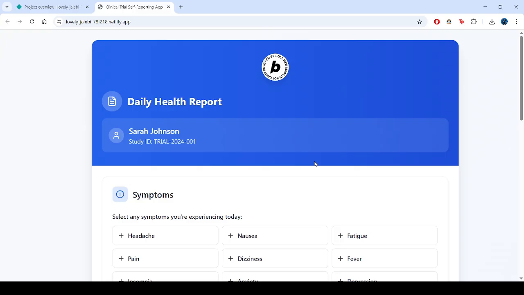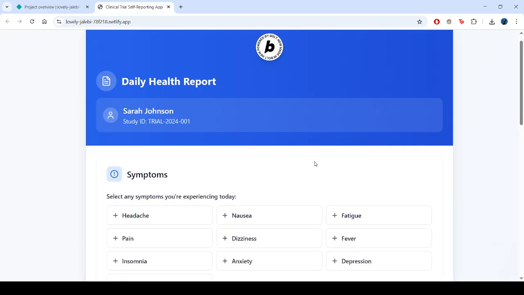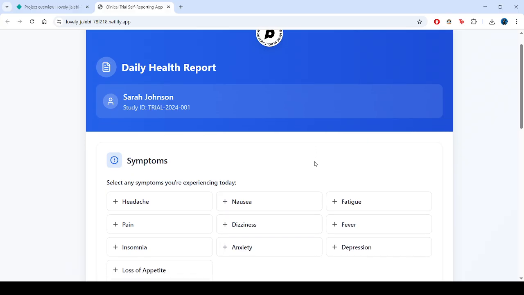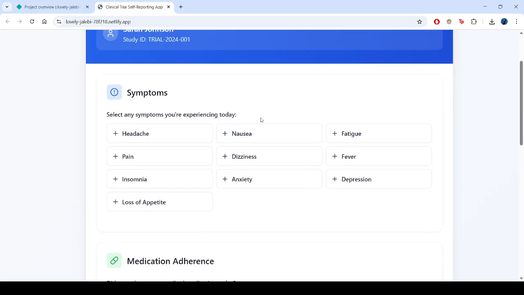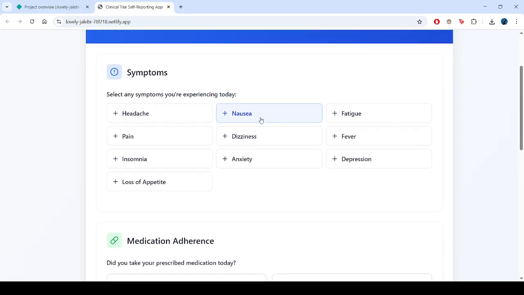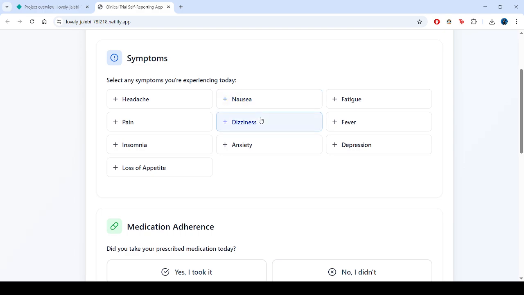So, for example, if a patient takes a clinical trial drug and experiences nausea or headache, he or she should report this to the healthcare company so that it gets further reported to healthcare agencies, and the healthcare companies can work on that clinical drug to make it more effective.